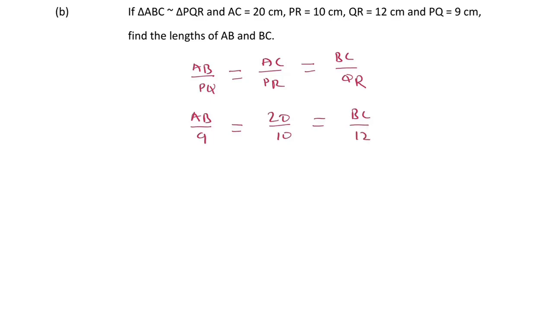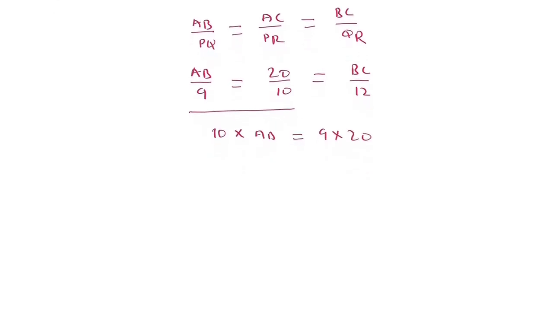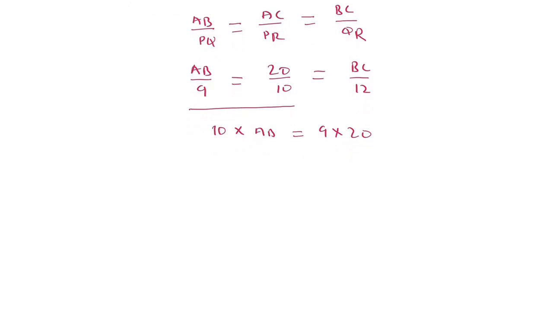Okay, so now let us consider these only two first relations. Then we are going to cross multiply them. Our equation is going to be 10 times AB = 9 times 20. Okay, so now let us divide by 10 both sides. Then we are having AB = 9 times 20/10. Simplifying this, we are having AB = 18 centimeters.